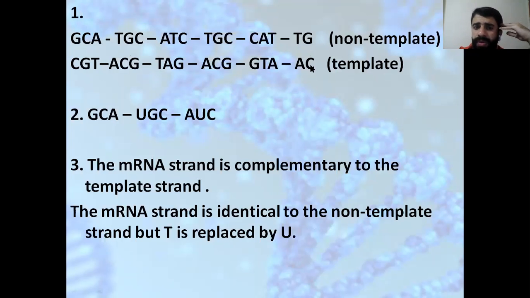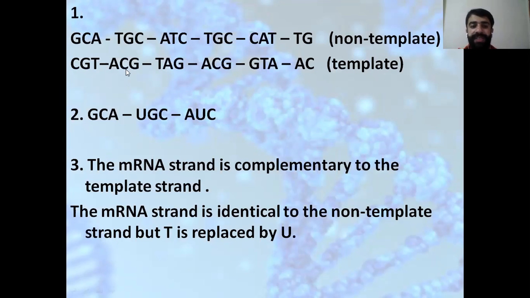So, one of you is going to ask me a question. Can we find the sequence of the mRNA using the template? Yes. How? It's complementary to the template strand. What is the complementary of C? It's G. Complementary of T, it's A. The complementary of A, it's T. As I said, in the mRNA you should not have T. So instead of T, you have to put U.